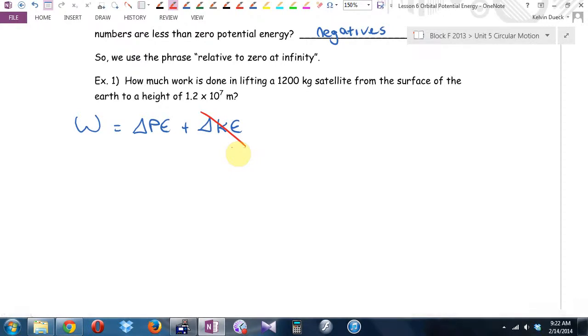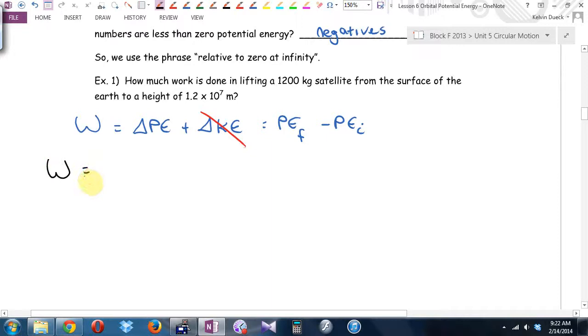Leaves us with a change in potential energy. What's change in anything? Okay, so this is going to end up being, however, I can't use mgh. Why? Because we're cosmic. This is going to end up being our new equation for potential energy, which is negative big G, big M, little m, over R final, minus negative big G, big M, little m, over R initial. And I think R initial is going to be the surface of the Earth.